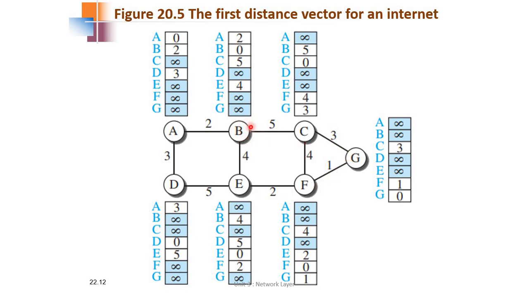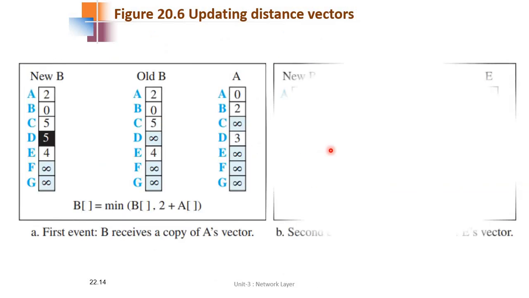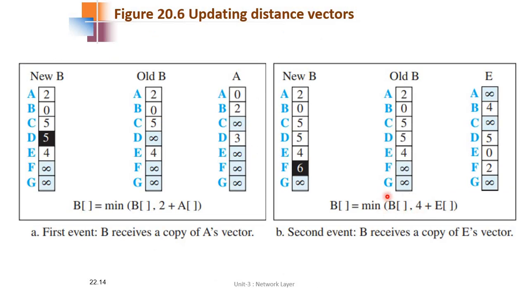So this B table has been updated with the help of the device A. Now what is the next device which I'm going to get updated? About E now. The distance between your B node and E node is nothing but 4. So I'm going to take that respective distance as my addition. So see here now, the minimum value of B, comma 4 plus E. The distance between your B node and your E node is nothing but 4. So this is going to get added with my E vector table now.